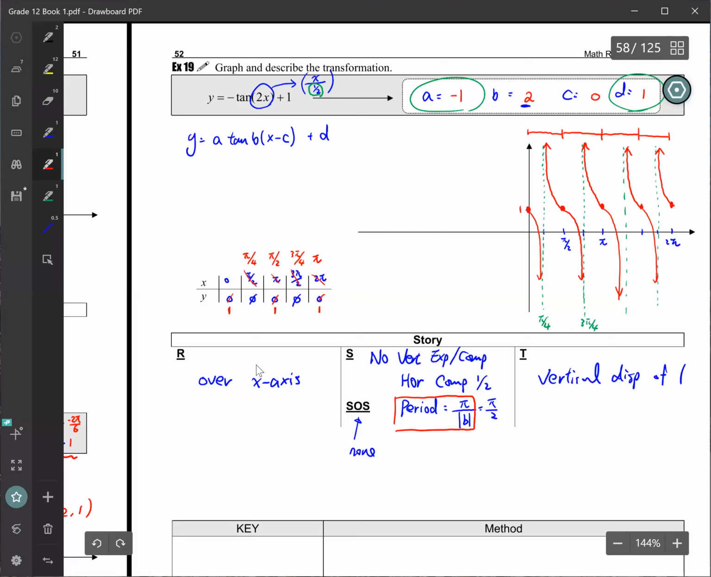Sometimes they will say please draw the graph from 0 to 2 pi, so you have to draw everything up to 2 pi. Make sure you got your asymptotes at the right places. If you have finished the graph, can you please raise your hand?